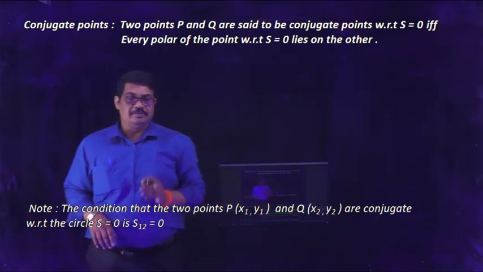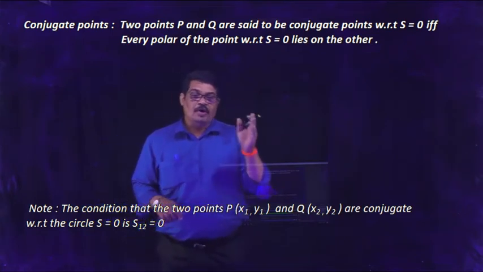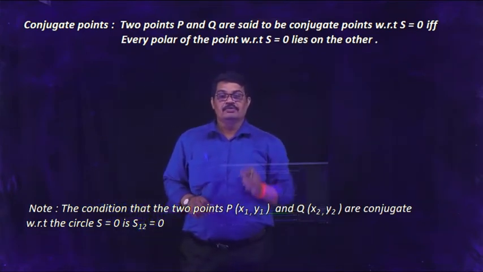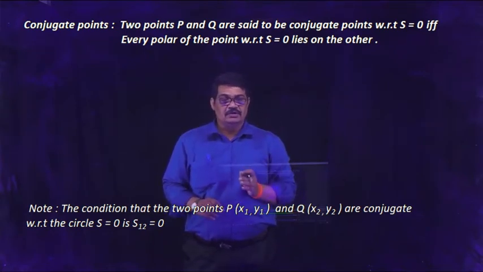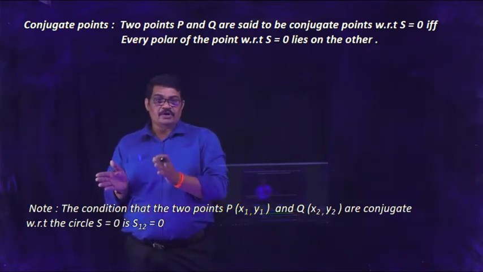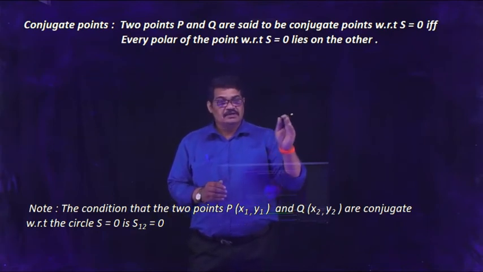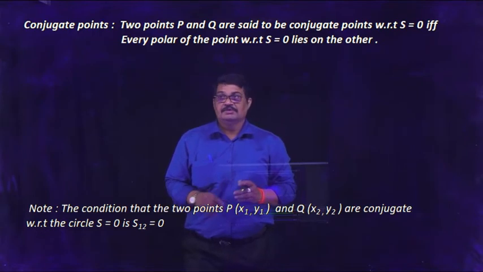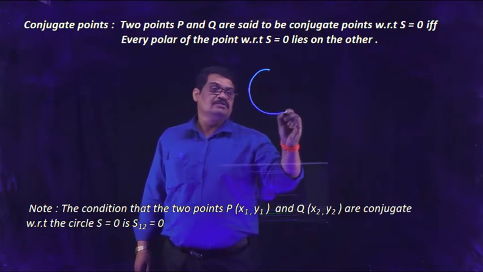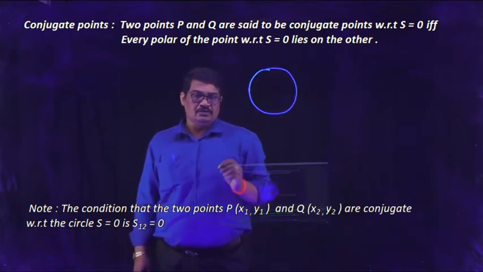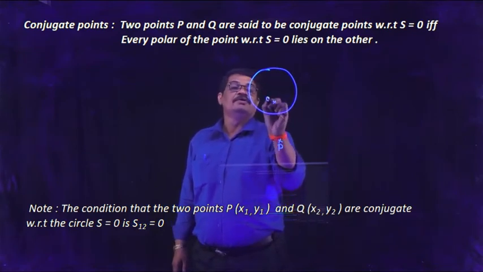What are the conjugate points with respect to the circle? See the definition. Two points P and Q are said to be conjugate points with respect to the circle S is equal to 0 if and only if every polar of the point with respect to the circle S is equal to 0 lies on the other. So see the diagram. This is the circle. Now these are the two points, this is the point P and this is the point Q.